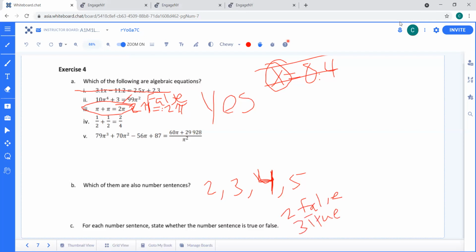All right. What about, is 1/2 plus 1/2 equal to 2/4? Well, no, 1/2 plus 1/2 is 1. That is not going to equal a half again. So 4 is false. Look at 5.